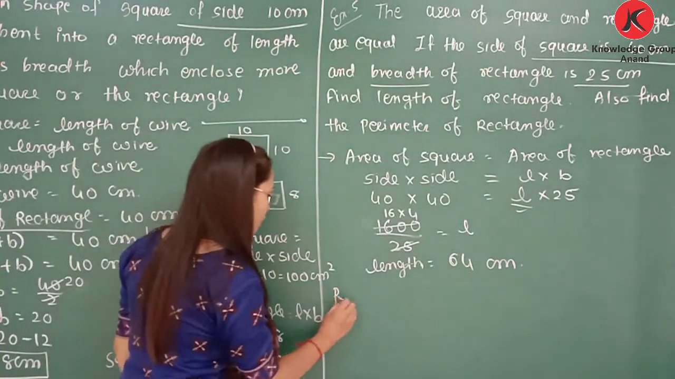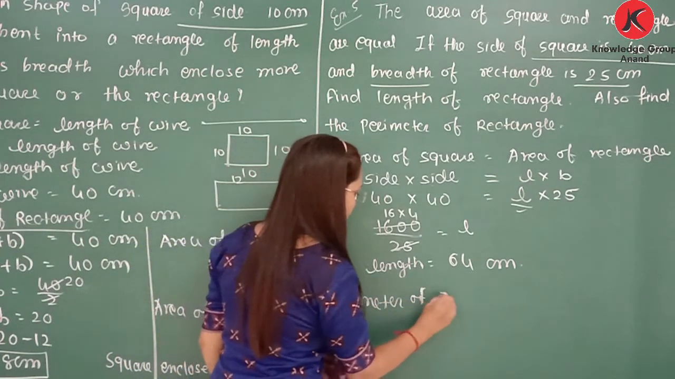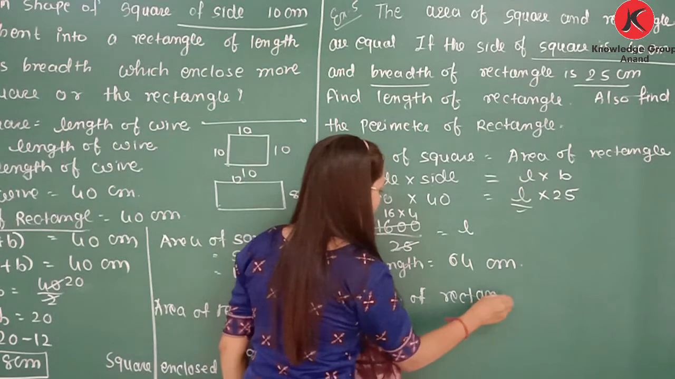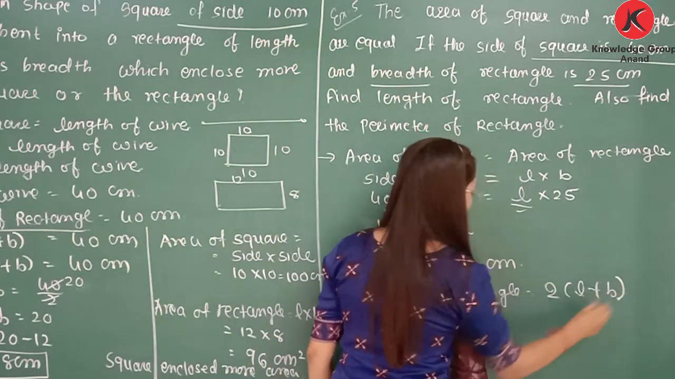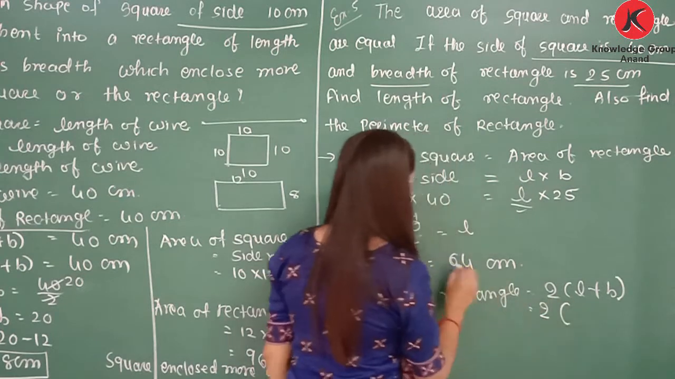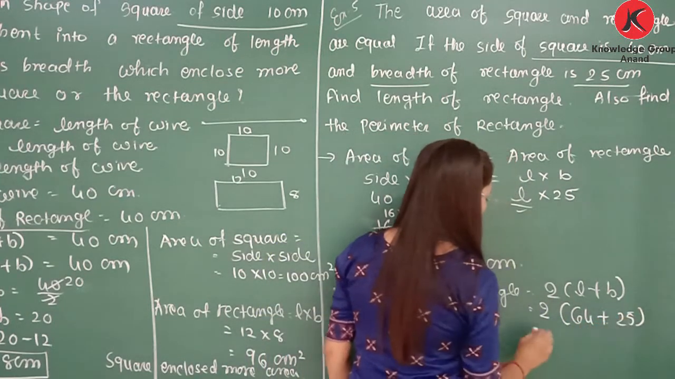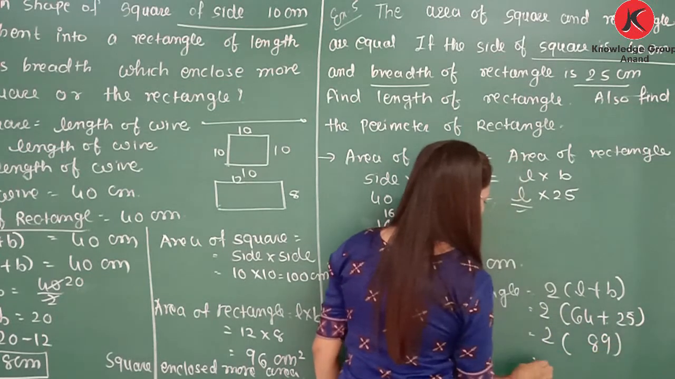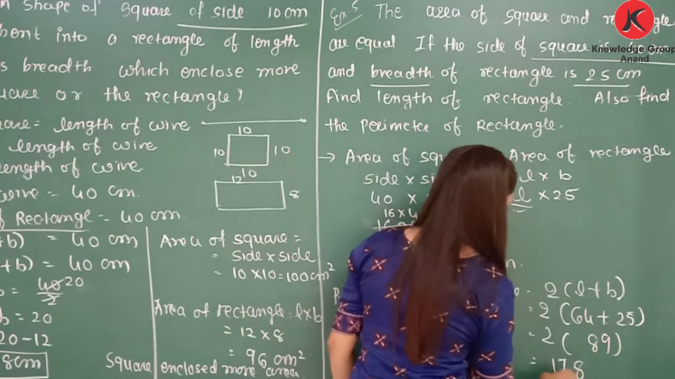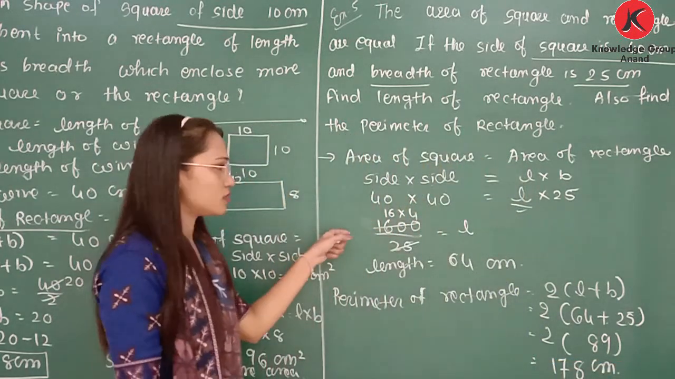Now next, also find the perimeter of the rectangle. So perimeter of rectangle is 2 inside the bracket, l plus b. Length we found is 64. Breadth is given, 25. So it is 89, 178 centimeter.